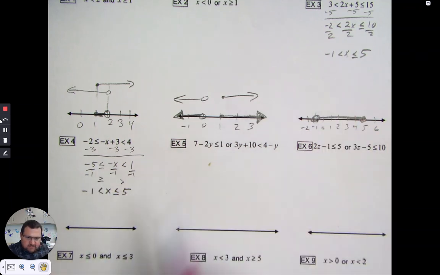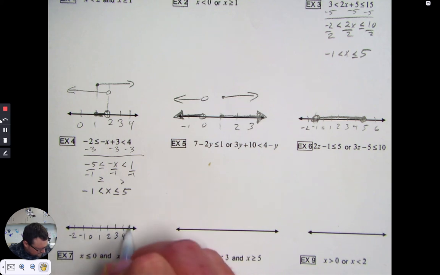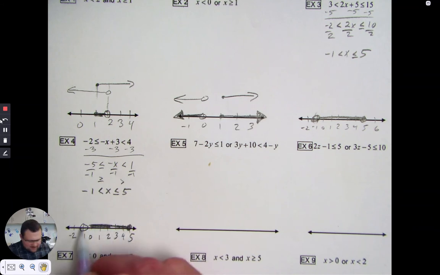Now we get the same exact thing we had on number 3. Quite literally the same exact solution set we end up with. So you just draw that out. Open circle at -1, closed circle at 5, fill in between. Make sure you leave your circle unfilled. Okay.